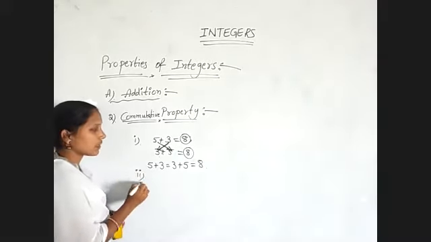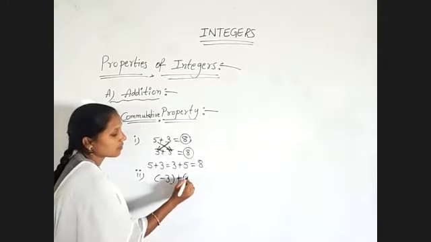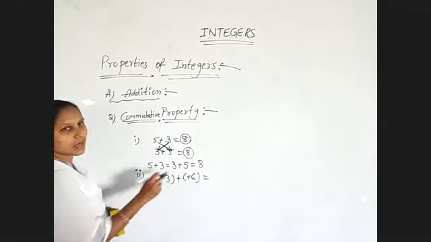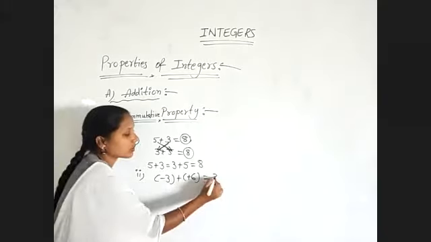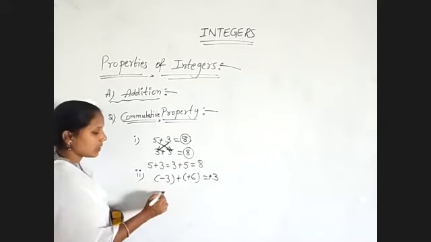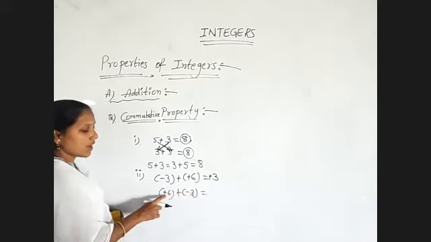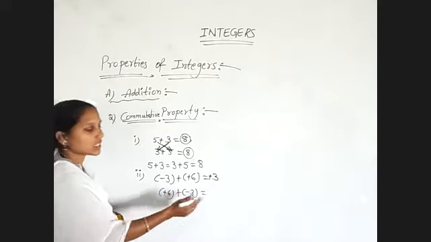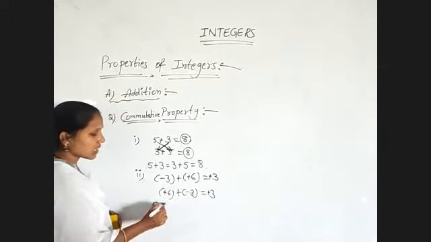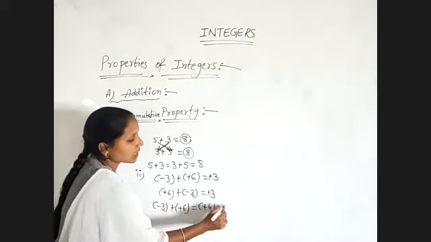Take one positive and one negative. Whether it is possible or not, we will see. -3 plus 6. What is the result? One is minus, one is plus, so subtraction. 6 minus 3 is equal to 3, and 6 has a plus sign, so plus 3. Now again change the order: plus 6 plus -3. One is plus, one is minus, so subtraction. 6 minus 3 is equal to 3, and 6 has a plus sign, so plus 3. Even if you change the order of a positive number and a negative number, we get the same result.